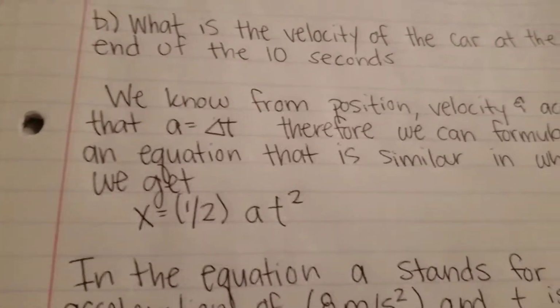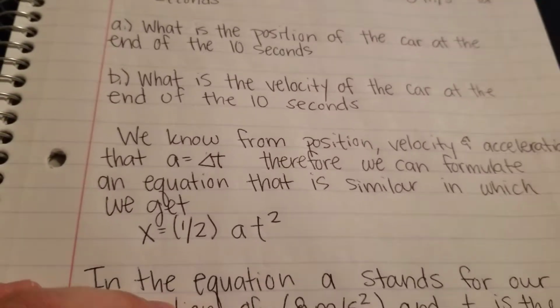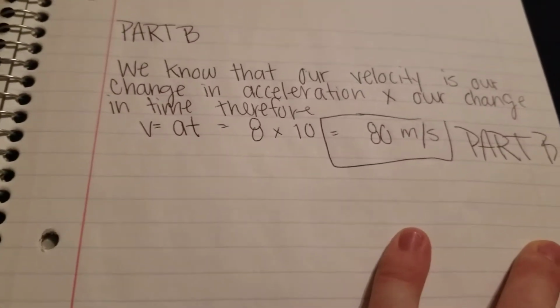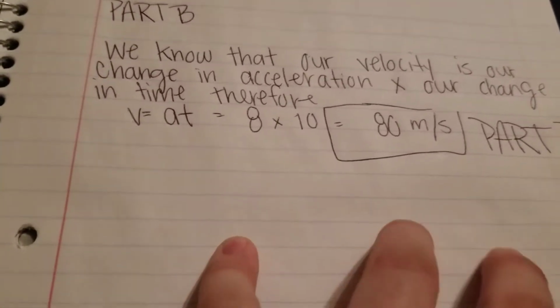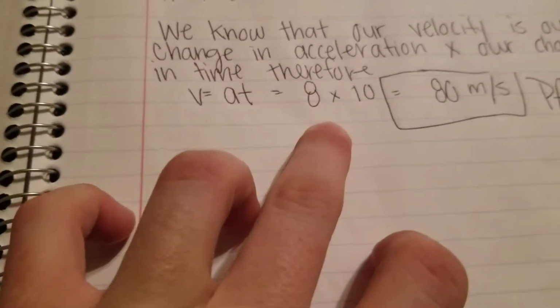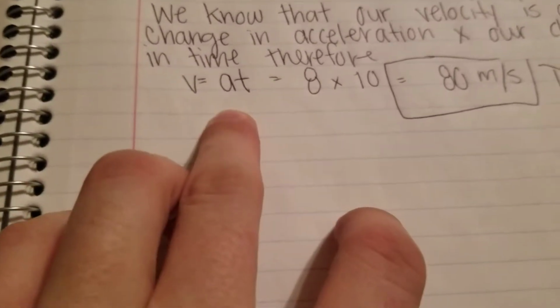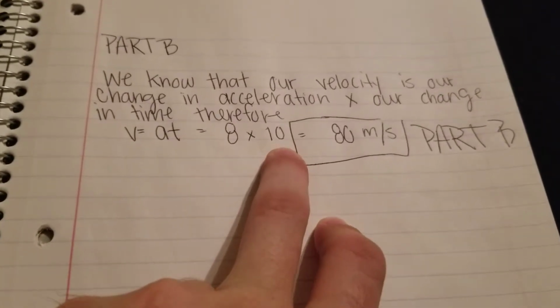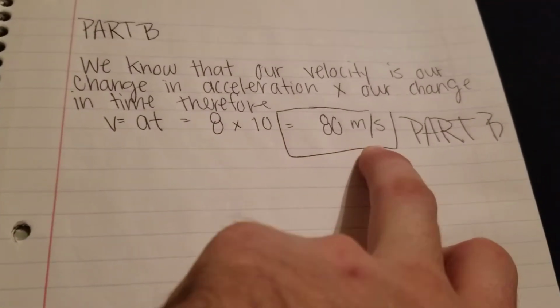Part B, if we look, we know that from velocity, our velocity is our change in acceleration times our change in time. So therefore, we can take our 8 meters per second squared in our equation and multiply that by the time it took, which is 10 seconds, and we get 80 meters per second.